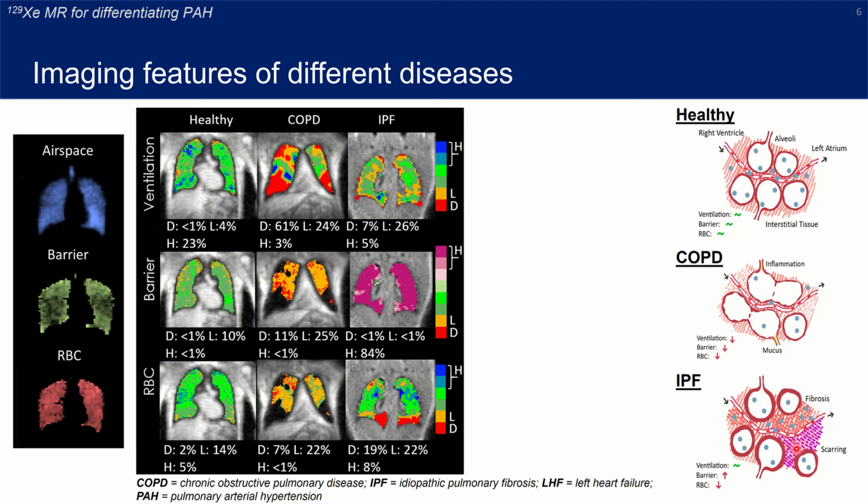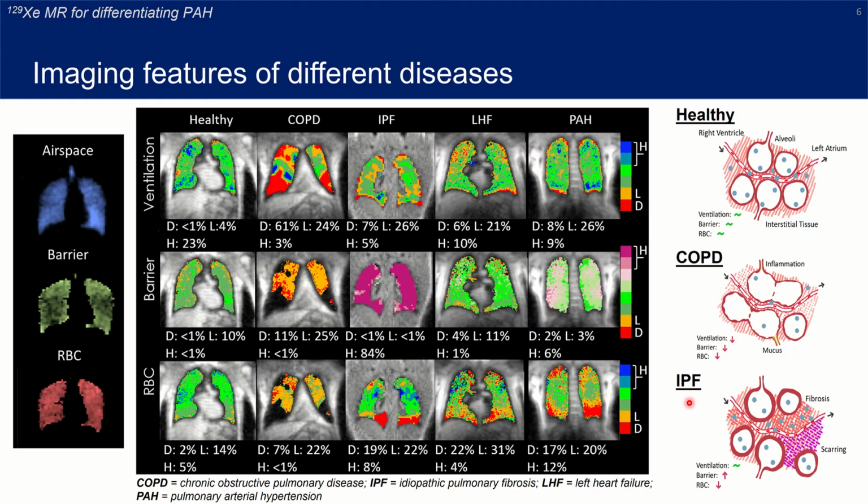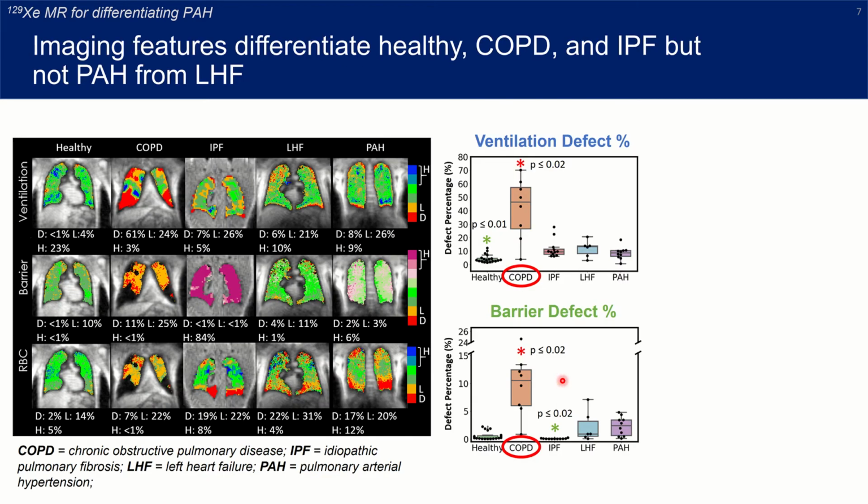And in IPF, you have scarring or an increase in interstitial tissue, so you get an increase in barrier signal. When we look at patients who have left heart failure or pulmonary arterial hypertension, these defects are much milder than what we see in these other lung diseases. What is most notable is a decrease in red blood cell transfer signal, which essentially means that we're not getting as much oxygen, or in this case hyperpolarized xenon, into the blood vessels as we should. But it's not a specific change on this imaging.